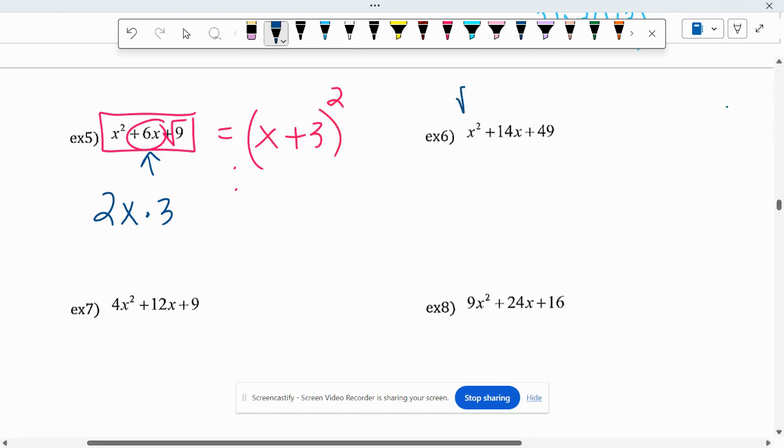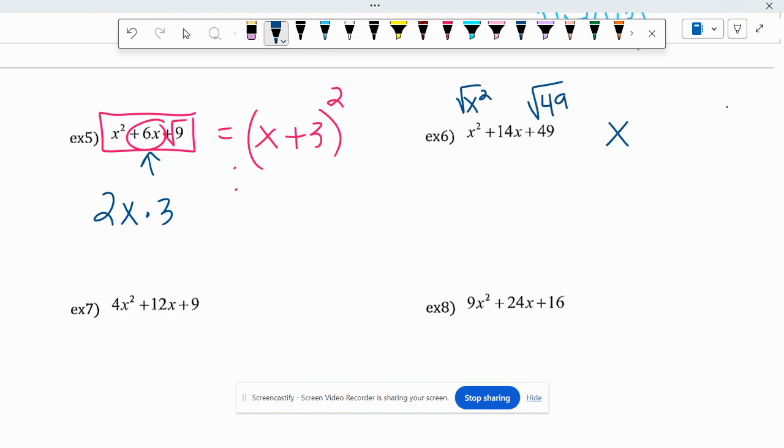So the square root of x squared is x. The square root of 49 is 7. Let's check and see if this is a perfect square trinomial. Take the middle term: 2 times the first term times the second term. What is 2x times 7? Is it 14x? Then this is a perfect square trinomial, and I square it: x plus 7, the quantity squared.